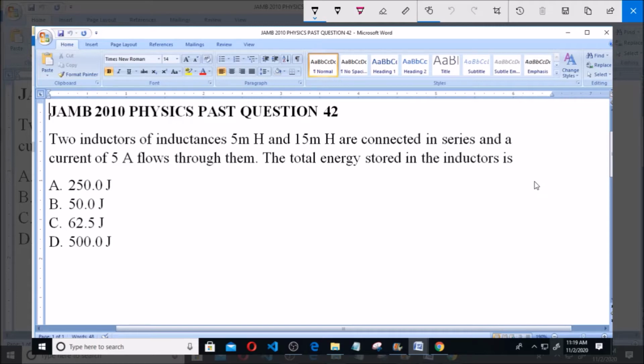Two inductors of inductances 5 millihenry and 15 millihenry are connected in series and the current of 5 amps flows through them. The total energy stored in the inductors is A. 250 joules, B. 50 joules, C. 62.5 joules, D. 500 joules.